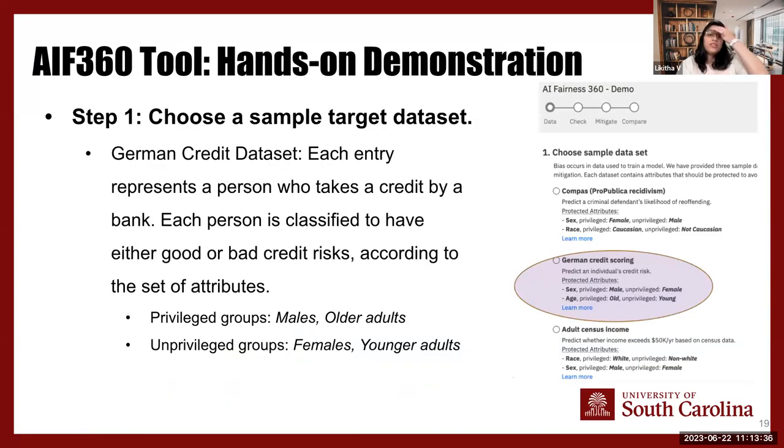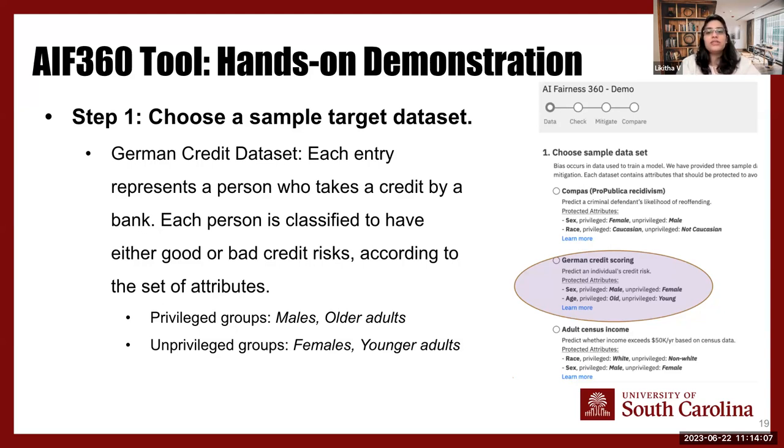So we show a hands-on demonstration of the tool in practice. The first step when you go to the tool is you select a data set from a list of sample available ones. We chose the German credit data set for this demo. So to recap, it's a data set that contains information about 1,000 loan applicants on, I think, about 20 different variables. And the final decision is to say whether an applicant is a good or a bad credit risk. So we want to see if that person will be accepted for a loan or not.